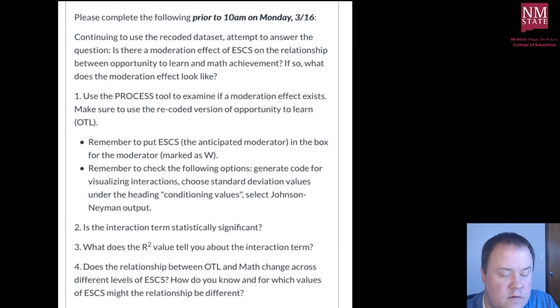What does the R-squared value tell you? That's what we just talked about, that the impact is very small, only adding an additional 0.08% change. And then does the relationship between opportunity to learn and math change across different levels of ESCS? How do you know and for which values?